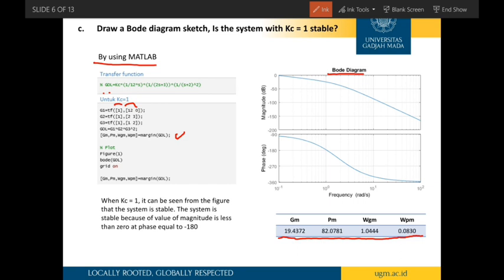And the question is, is the system with Kc equal 1 stable? And the answer is yes, it is stable because the magnitude is less than 0 at the phase equal to minus 180. So when the phase is minus 180, the magnitude value is less than 0, so it is stable.